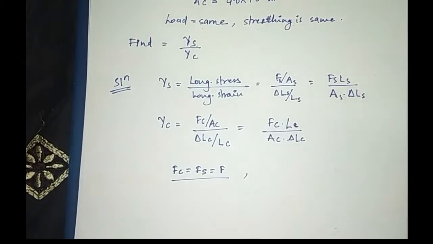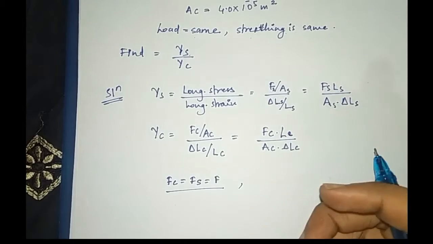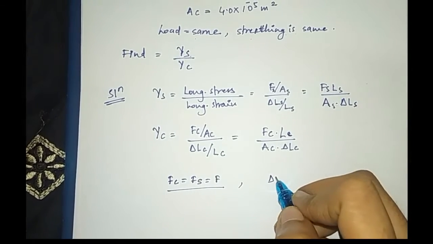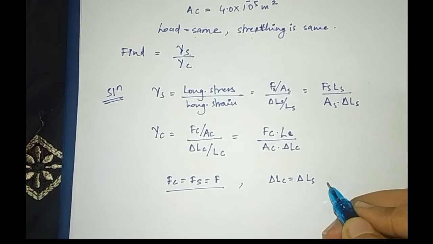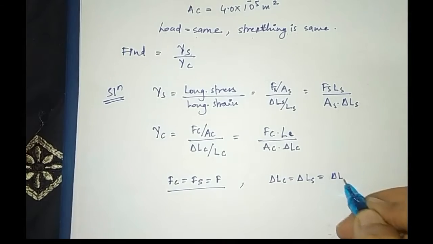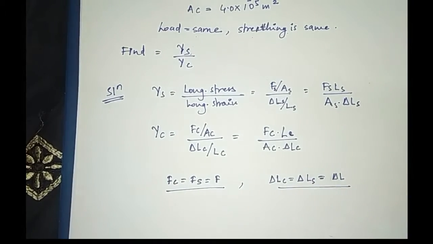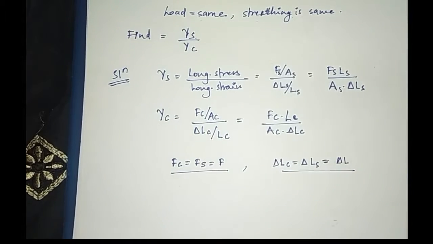And next, what is the same? The stretching is the same. Stretching means the elongation is the same. So delta L of copper is the same as delta L of steel. That is, the elongation of the copper wire and the steel wire is the same, which can be denoted by delta L. Now we will directly substitute in the ratio.